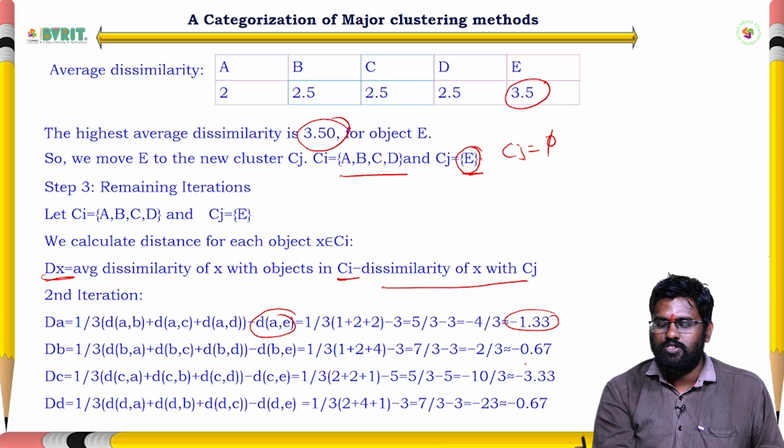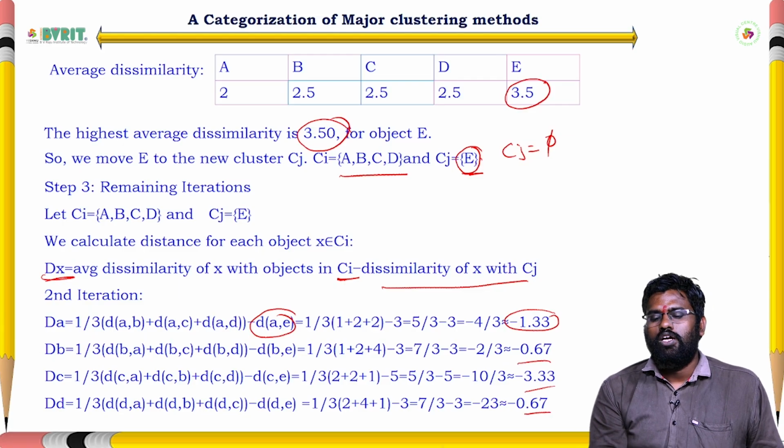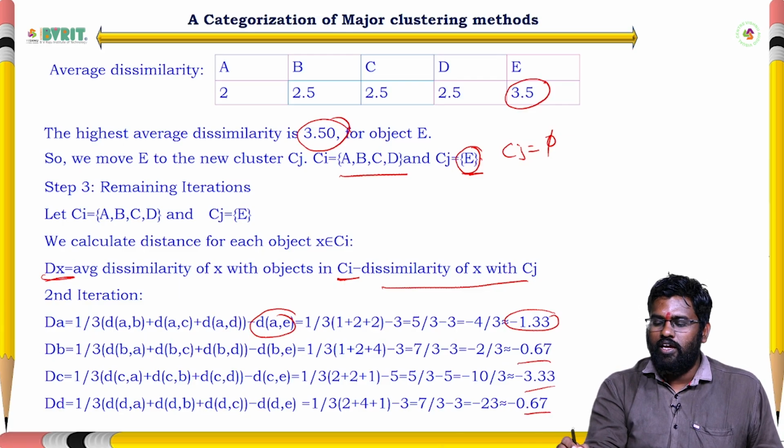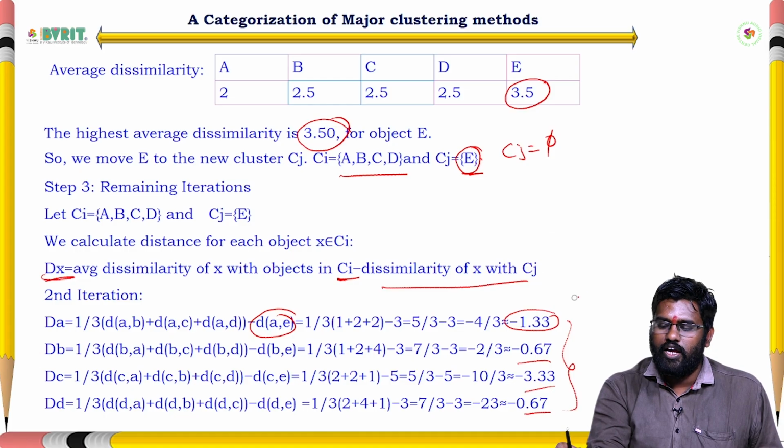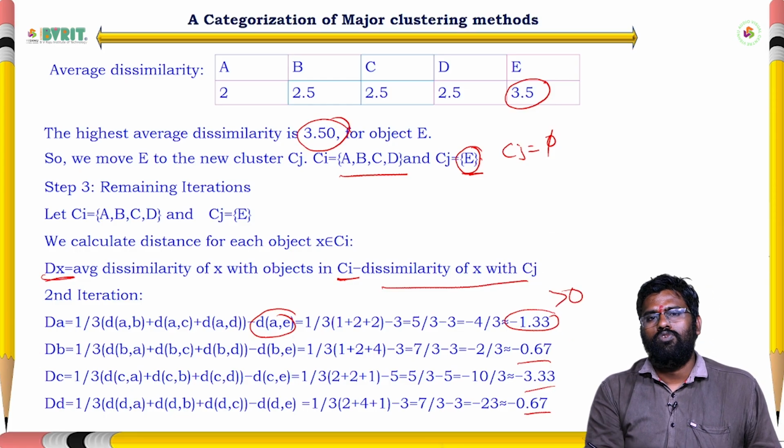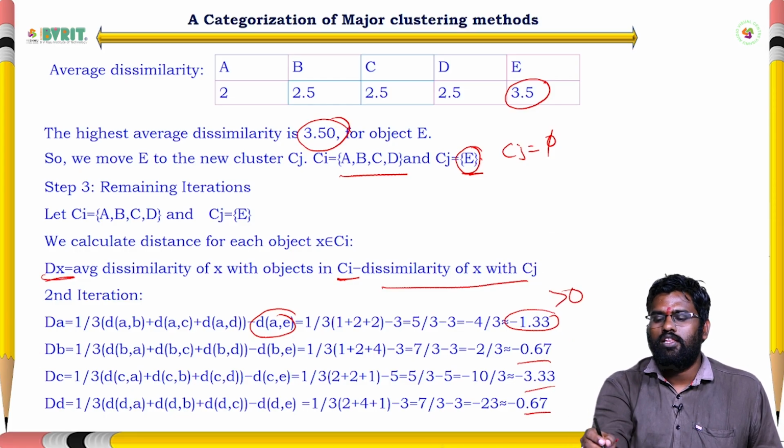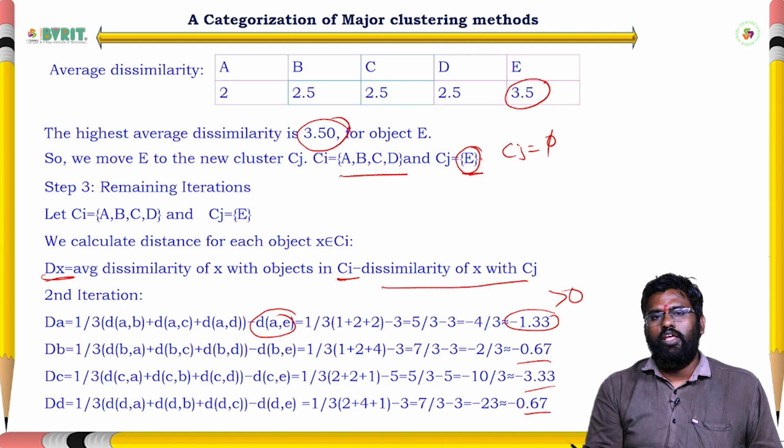Similarly, we calculate the distances for B, C and D. Now in the next step, if any of these values is greater than 0, we need to include that value into Cj. In case all the values are less than 0, again we need to repeat the same process: the average dissimilarity between A, B, C, D.